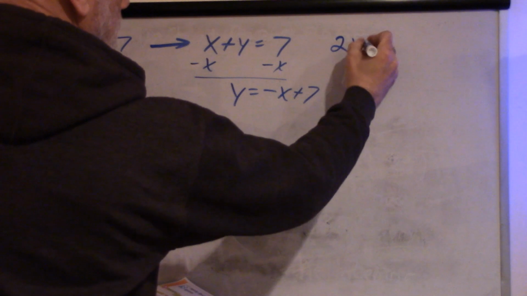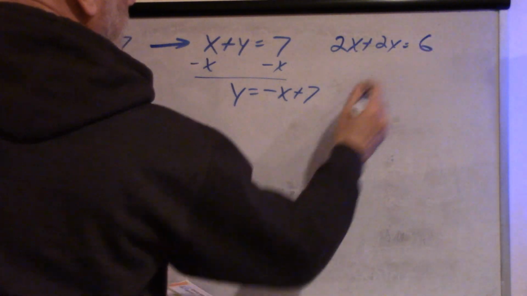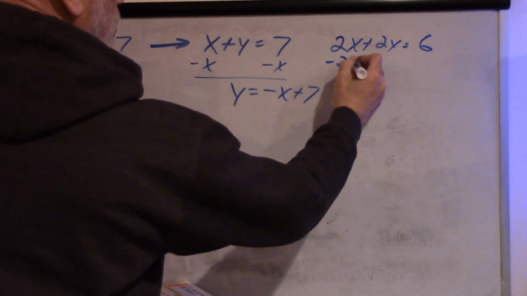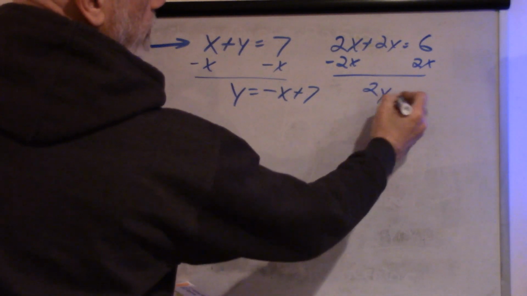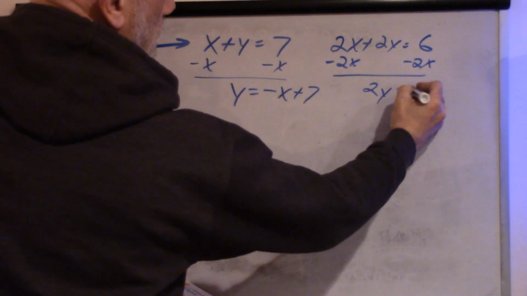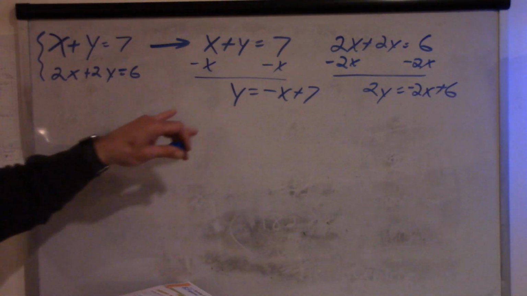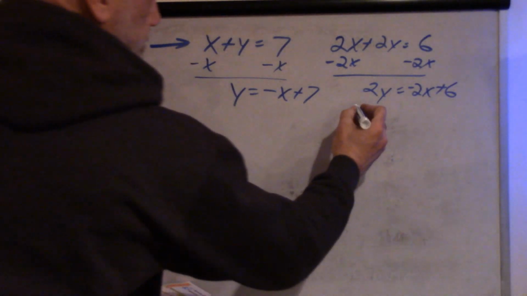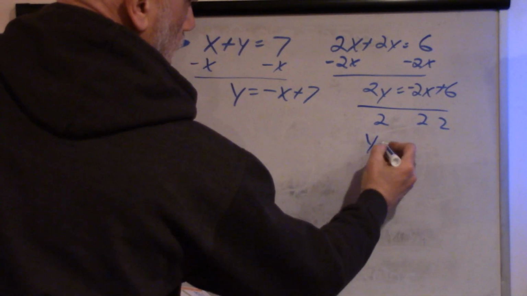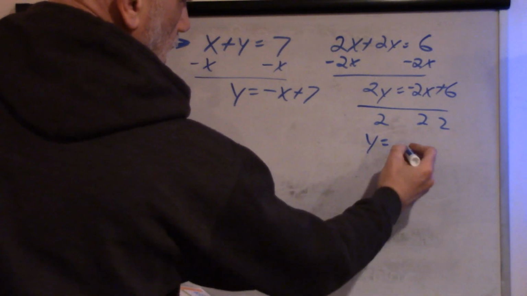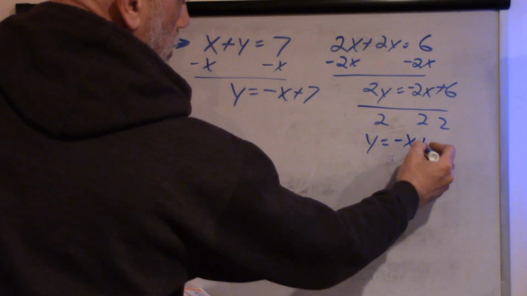So 2x plus 2y equals 6. I'll subtract 2x from both sides. What's left is 2y equals negative 2x plus 6. Okay? Now I have to divide this by 2, all of it. So each term is divided by 2. We end up with y equals negative x, plus 3.